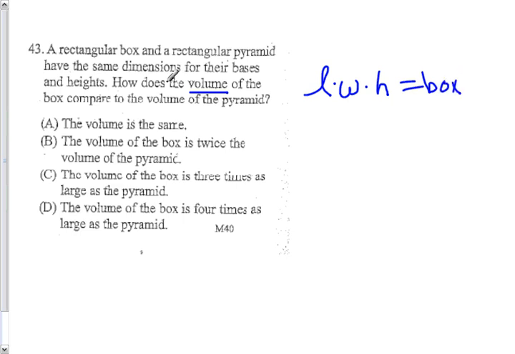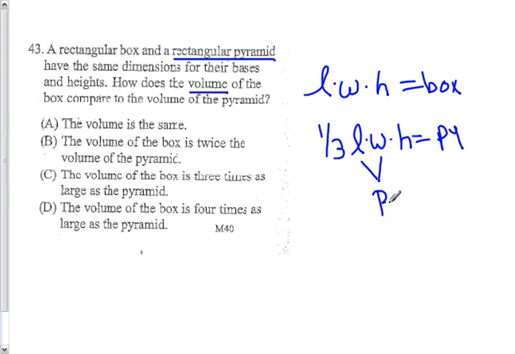Now, the only difference between the rectangular box and the rectangular pyramid is that the formula for the pyramid is 1/3 of the length times the width times the height. And this is for the pyramid, I'll just put PY. Sometimes we see this length times width denoted as a capital B. That's simply saying the area of the base.